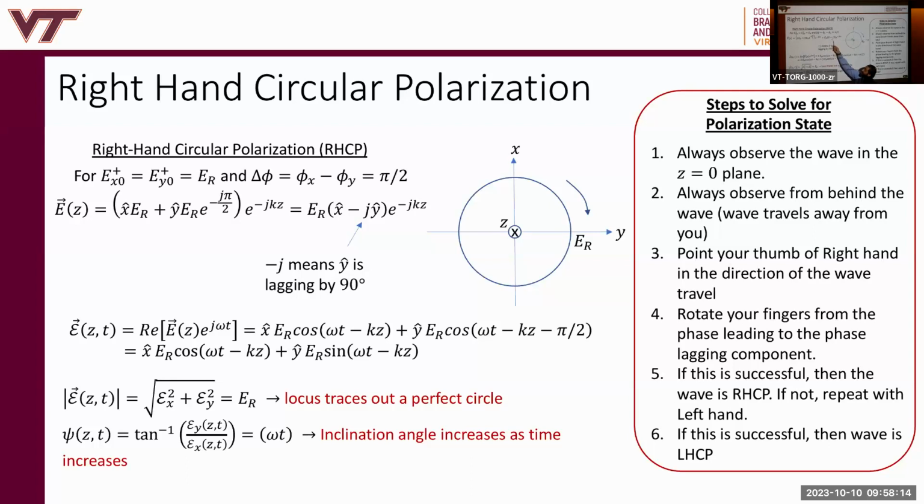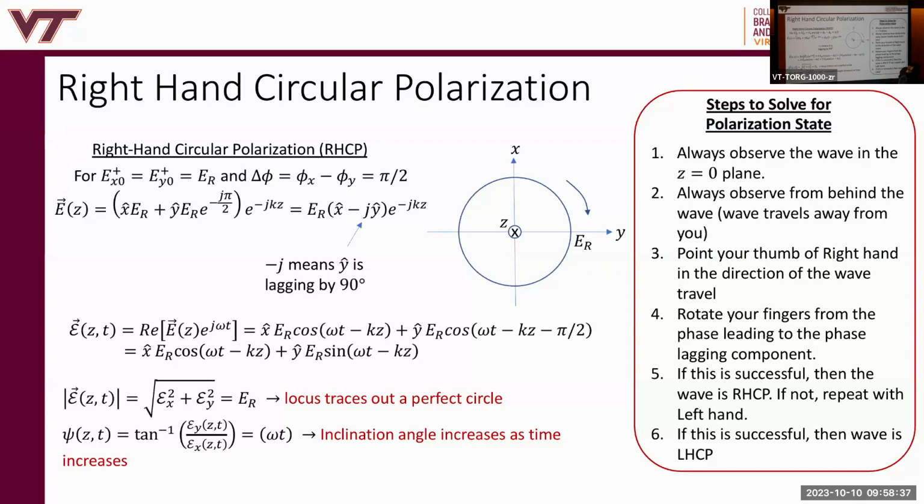Minus j means that whenever you see a j, we associate it with a phase delay of 90 degrees, from Euler's identity, exactly. So minus j means that y hat is lagging by 90 degrees. If it were plus j, then y hat would be leading by 90 degrees.